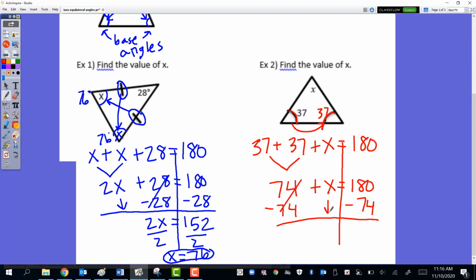Okay, that cancels out. And I get x equals 180 minus 74 is 106 degrees. And I don't need to divide because that's just x by itself. And this said just find the value of x. So I'm done. This is the answer. Okay, so these two are similar. It's just in one of them I repeated x twice, and in this one I repeated the base angle, the actual number, twice.